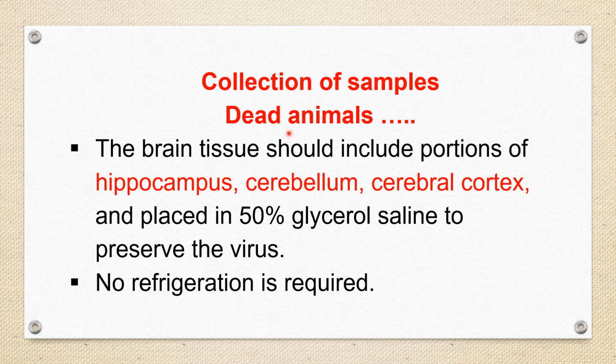Continuing the collection of samples in dead animals. The clinician can send the brain tissue, but this brain tissue must contain certain portions: hippocampus, cerebellum, and cerebral cortex, and place this material into 50% glycerol saline to preserve the virus. Here, no refrigeration is required. So when you send the brain, it is very important to send hippocampus, cerebellum, and cerebral cortex.